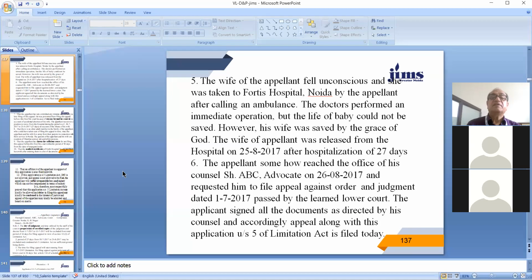Para 5, the wife of the appellant fell unconscious and she was taken to Fortis Hospital, Noida by the appellant after calling an ambulance. The doctors performed an immediate operation, but the life of the baby could not be saved. However, his wife was saved by the grace of God. The wife of the appellant was released from hospital on 25th August 2017 after hospitalization of around 27 days.